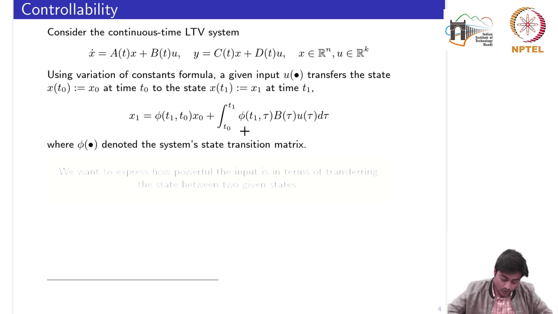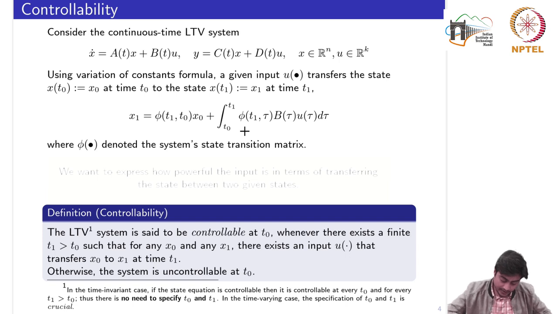Here we want to express how powerful the input is in terms of transferring the state between the given two states. So let's see the definition of controllability. The LTV system is said to be controllable at time t0 whenever there exists a finite time t1 greater than t0, such that for any initial condition x0 and any given x1, there exists an input u that transfers x0 to x1 at time t1. This is the same thing we had seen in the previous slide.